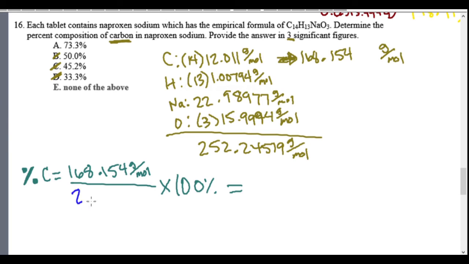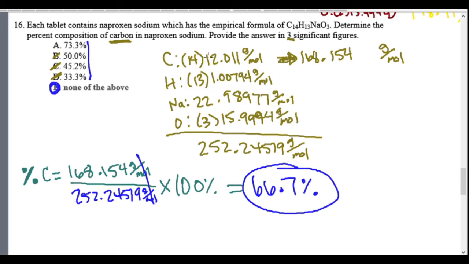So our total was 252.24519 grams per mole. So units cancel. When we do this, we get 66.7%. So if we look, 66.7, number one, it's not anywhere near any of these answers. It's kind of close to this, but that's way too big of a difference. So I would go with none of the above. That would be my answer right there.